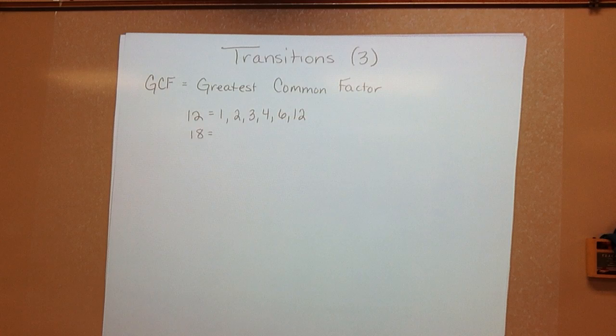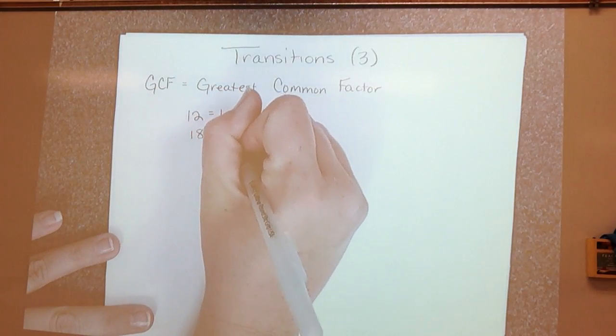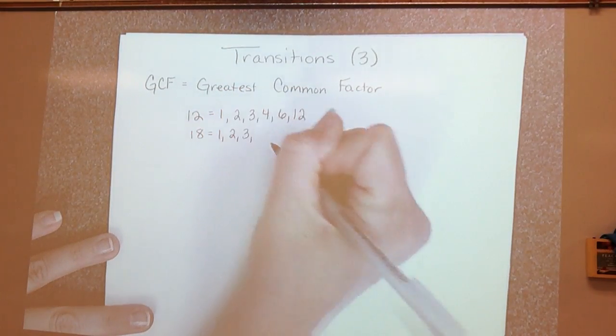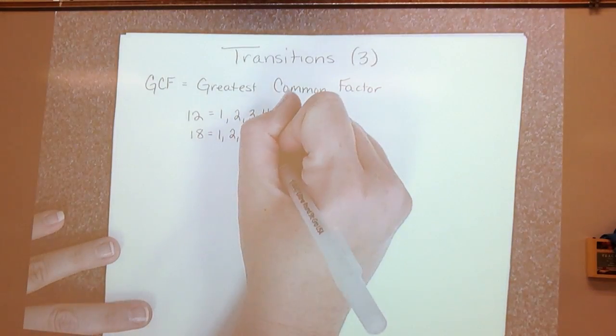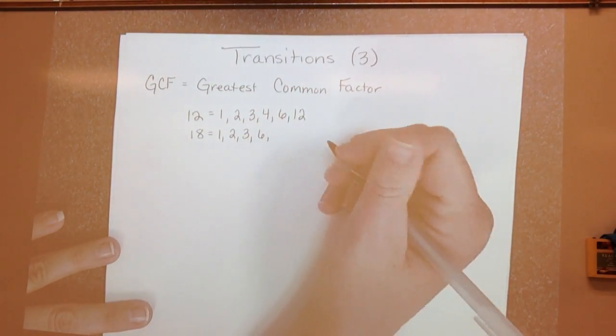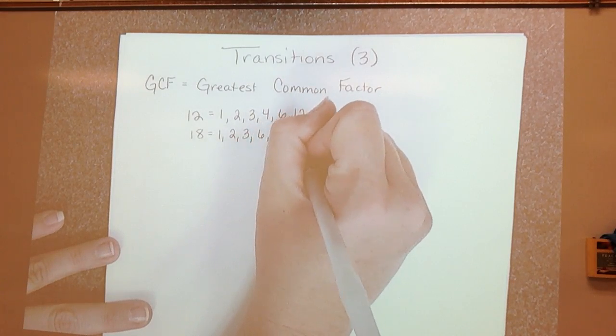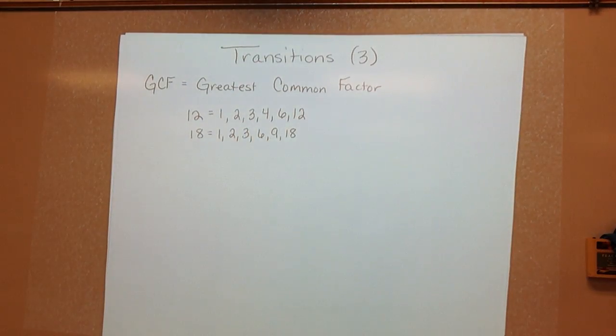The next thing I'm going to do is list all of the positive numbers that go into the number 18. 1, 2, 3. Think about 4, 5, 6, 7, 8, 9, and 18. And guys, if you'll look, I can pair these up. 1 times 18, 2 times 9, 3 times 6.